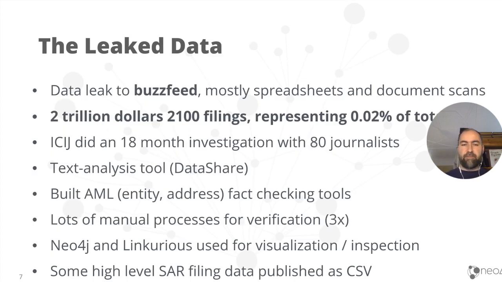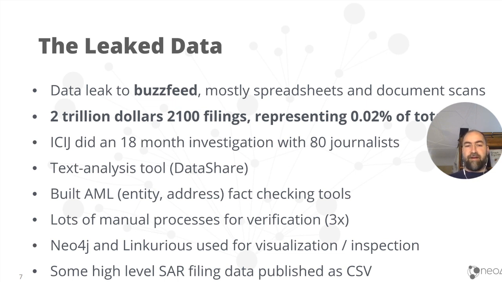Looking at the data, because that's what we want to look at, not the stories behind it: the original data was leaked to BuzzFeed, and it was mostly documents, PDFs and spreadsheets. Those leaked documents contain 2,100 filings, around $2 trillion, which is a staggering amount of money, but they represent only 0.02% of the total 12 million filings over the last 25 years or so. So it's a tiny fraction that was leaked, and this is already $2 trillion, which is really crazy.